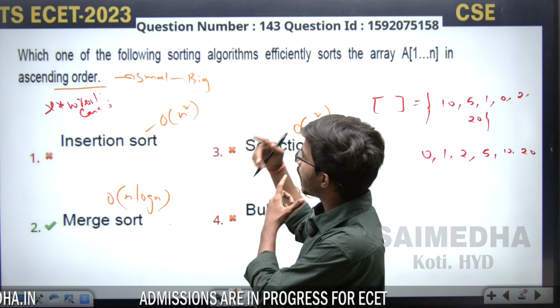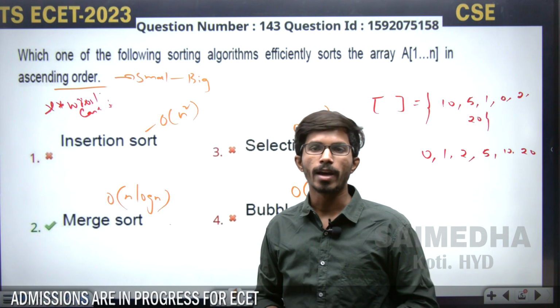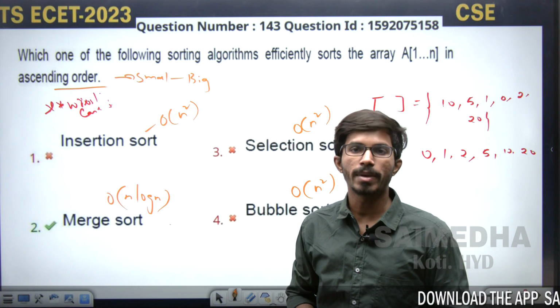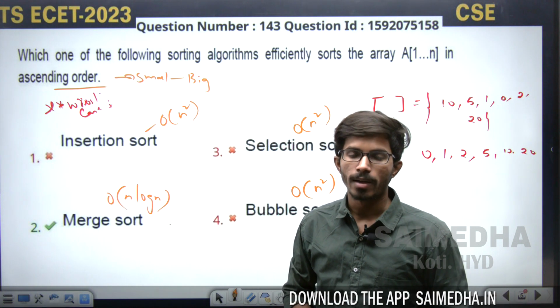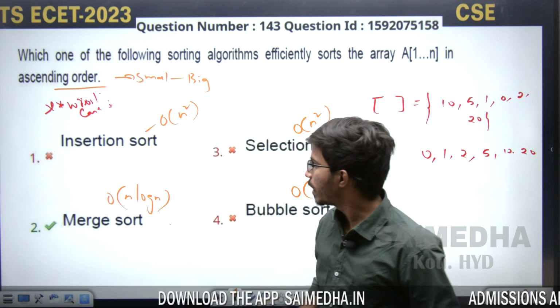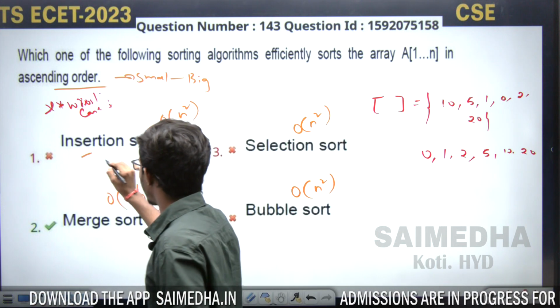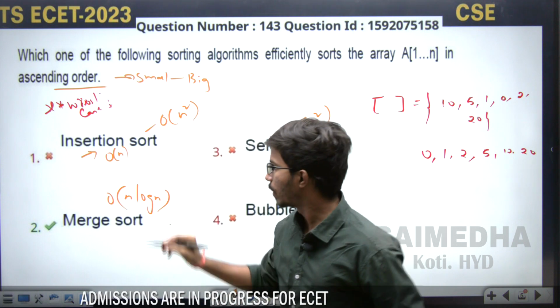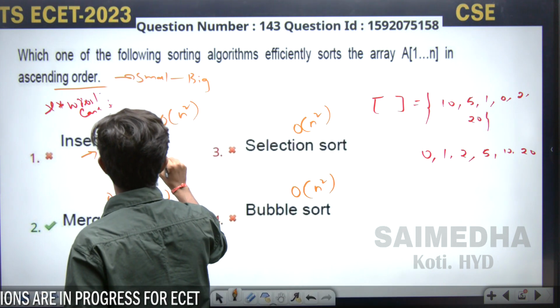So what is another way of asking the same question? Which is the best sorting algorithm for already sorted data? The best sorting algorithm for already sorted data is insertion sort. It will take only big O of n for the insertion sort, only for already sorted data.